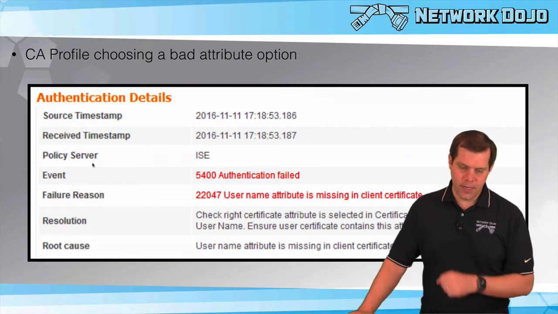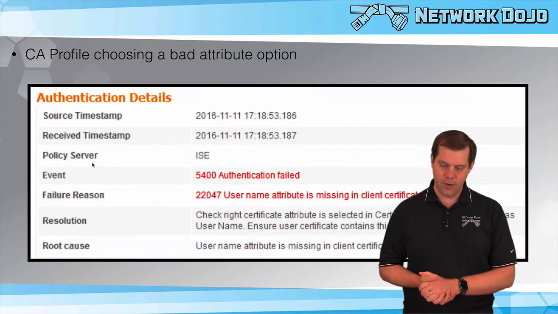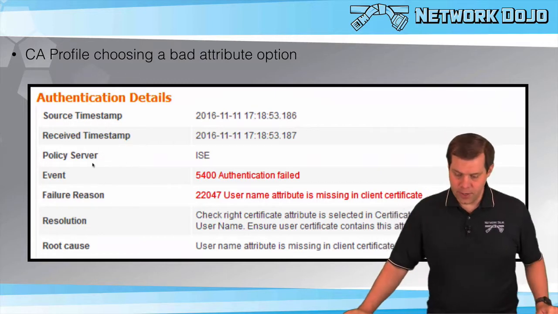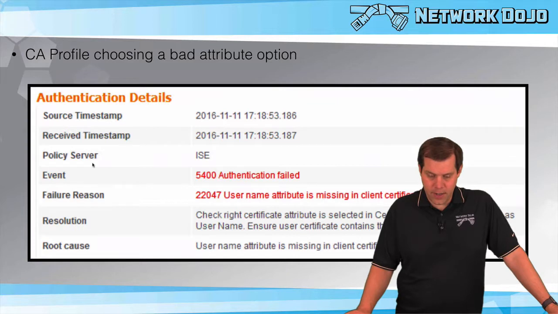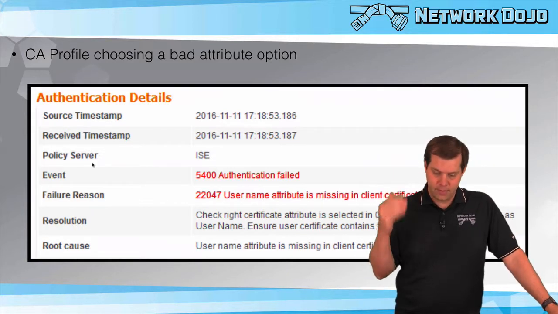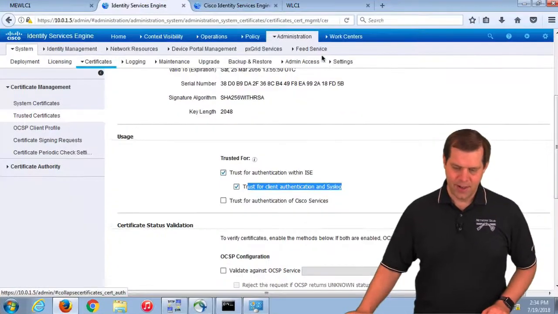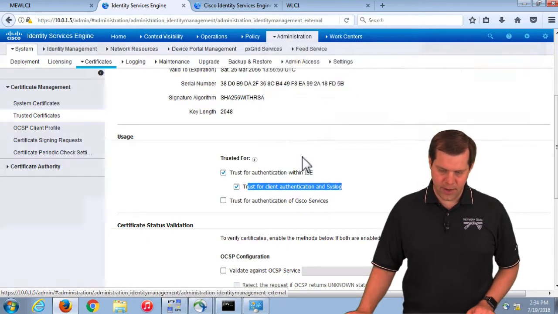Okay, so some errors related to the CA profile. One is that the username attribute is missing in client certificate. And it even has a nice resolution here. Not a whole lot of us are really well versed in that CA profile. So this resolution, check right certificate attribute is selected in the CA profile as username. Ensure the user certificate contains this attribute. I mean, that's like, yes, exactly that. Do what they said. So you go into the CA profile, which is in the external identity sources.